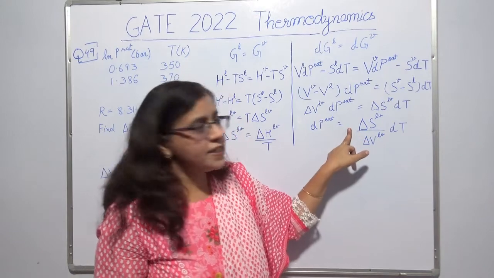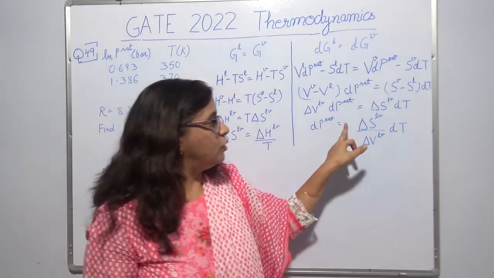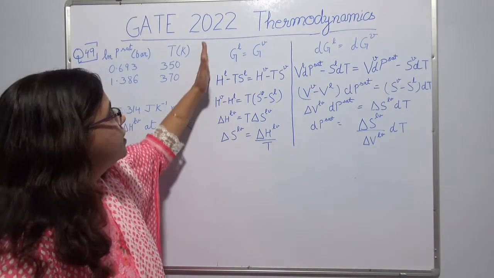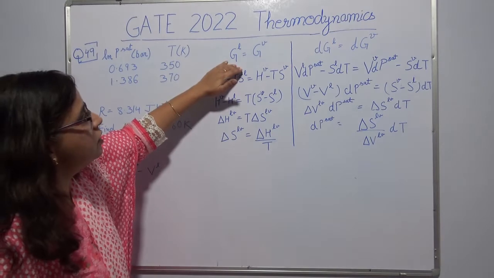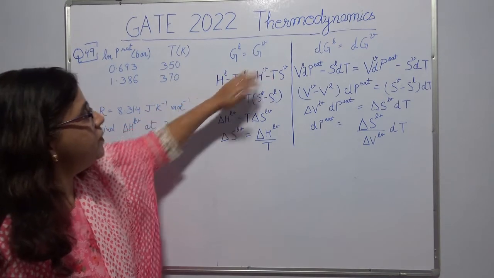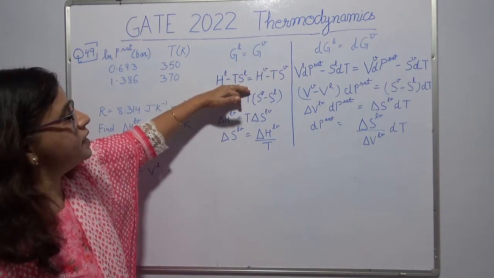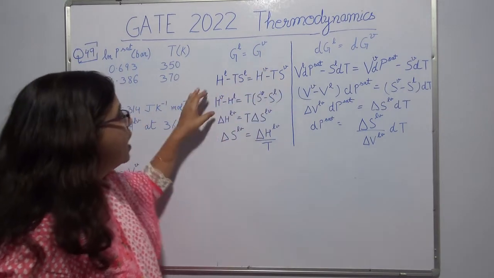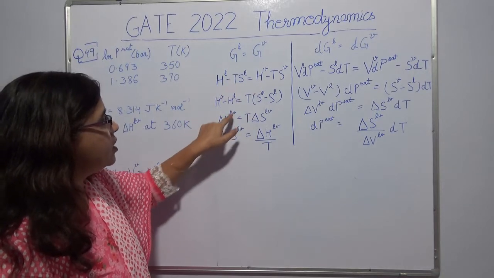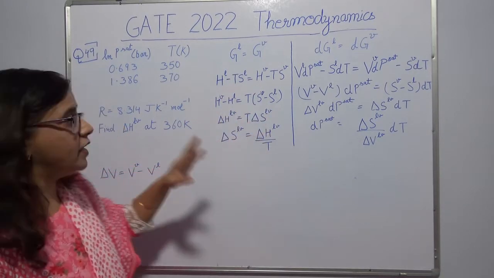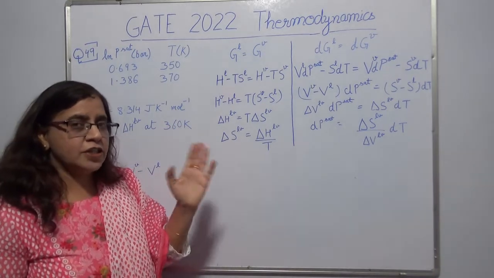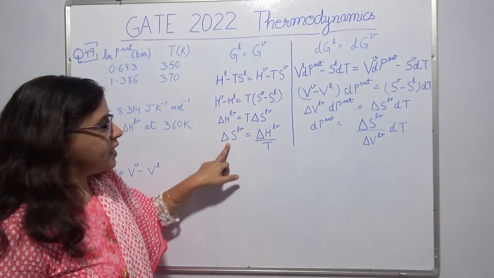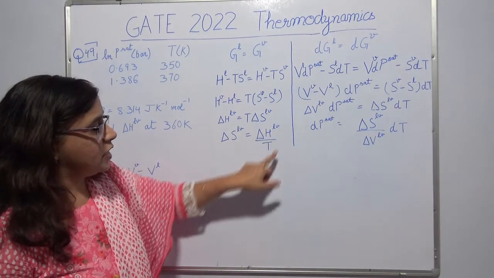Now delta S_LV, I don't know how to calculate right now. So I am going to replace this value, and for that I am going to use this definition. G_L is equal to G_V, so I am writing it as H minus TS for the liquid phase equal to H minus TS for the vapor phase. Again do the rearrangement; delta H_LV and delta S_LV mean the change in the property when the phase changes from liquid to vapor phase. From that what I get is that delta S_LV is equal to delta H_LV by T.